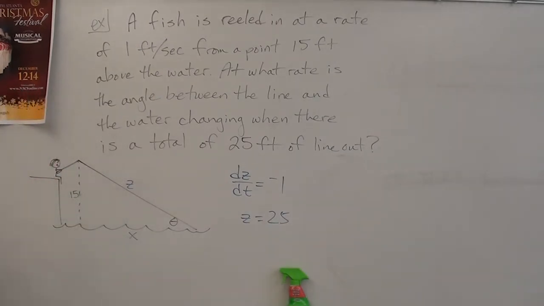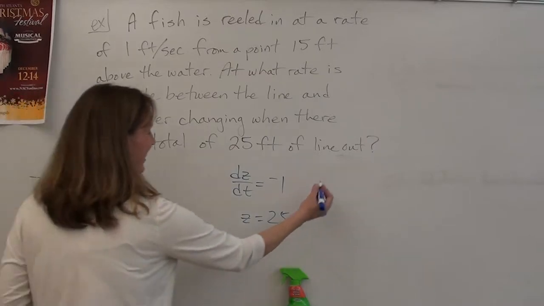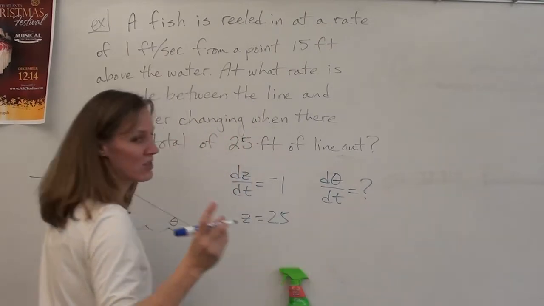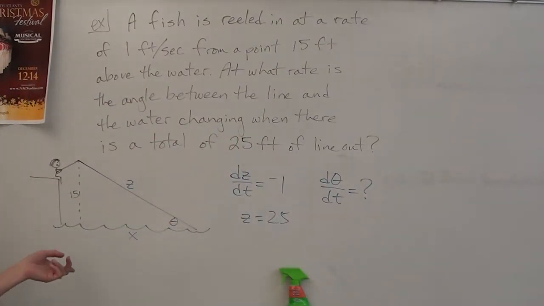Now the question says, at what rate is the angle between the line and the water changing? What are we looking for? The angle. Sine is going to be like opposite over hypotenuse. We're looking for d theta dt. Alright. And actually, Nelson, not to shoot you down, but what you're saying is exactly what we need next. All right. So yeah, we're given dz dt. We want d theta dt. So we need an equation that relates theta and z.